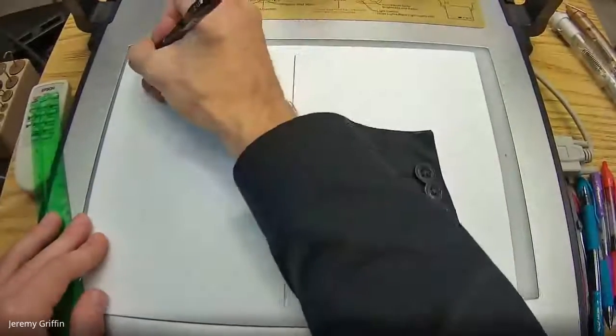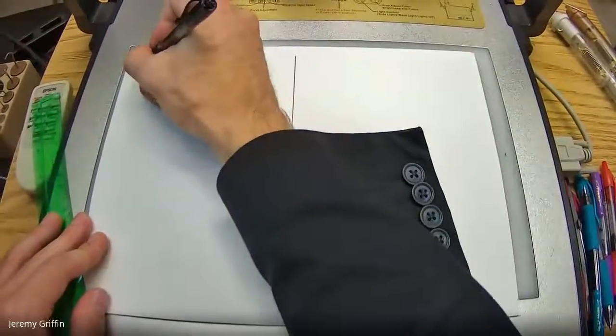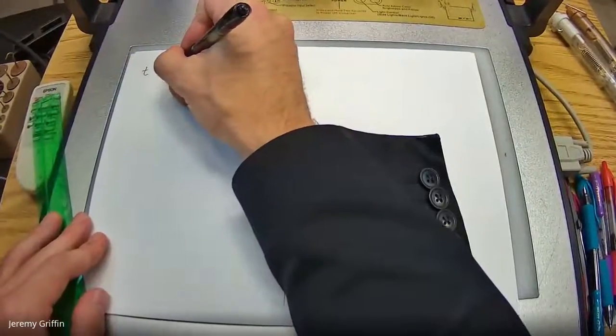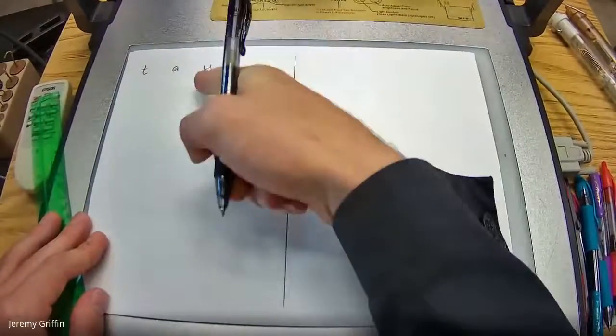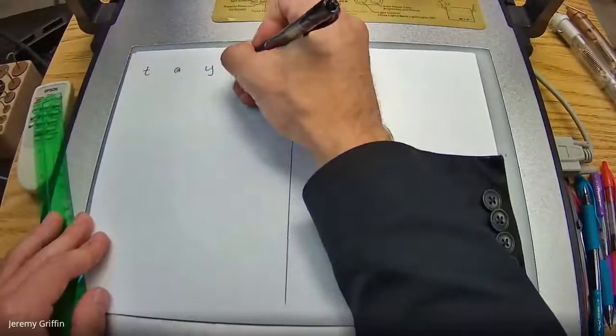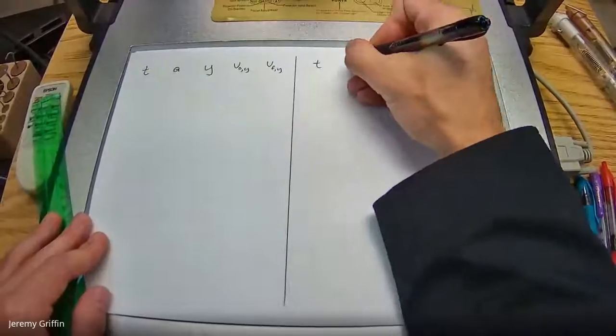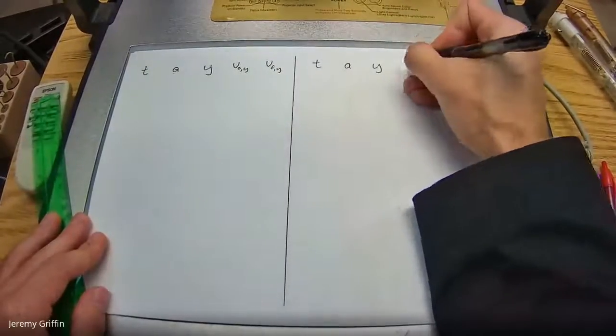Tax VB, but I'm going to modify it because this is a vertical situation. So I'll do A, Y instead of X. Okay? And I'll do V naught Y and VF Y. And I'll just double that over here so I can follow along with numbers.